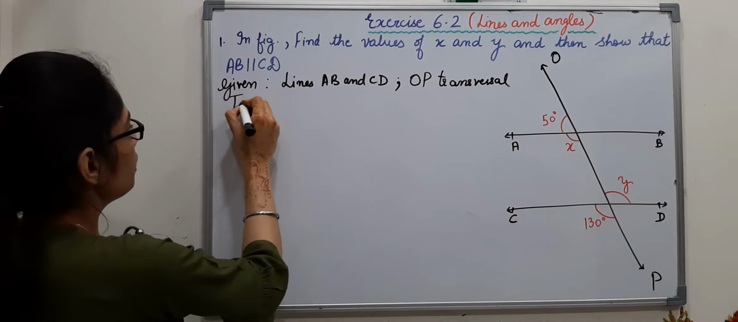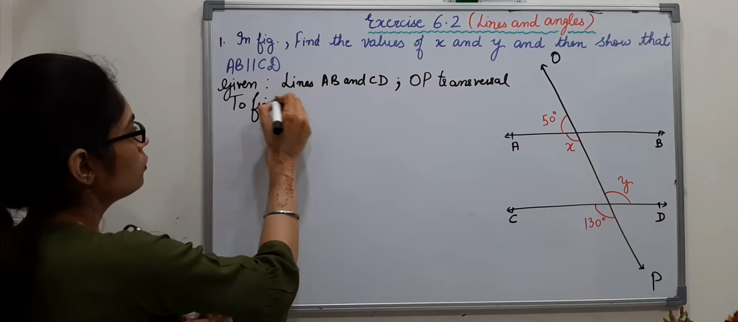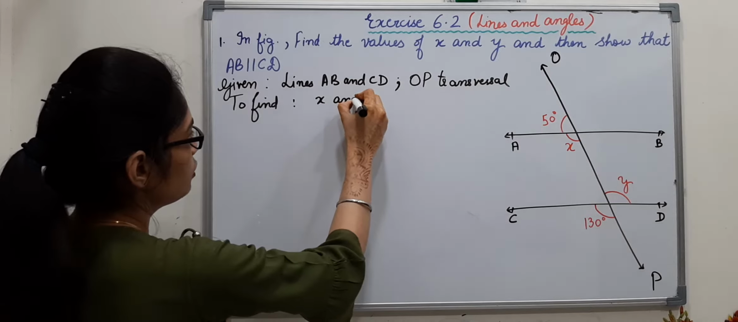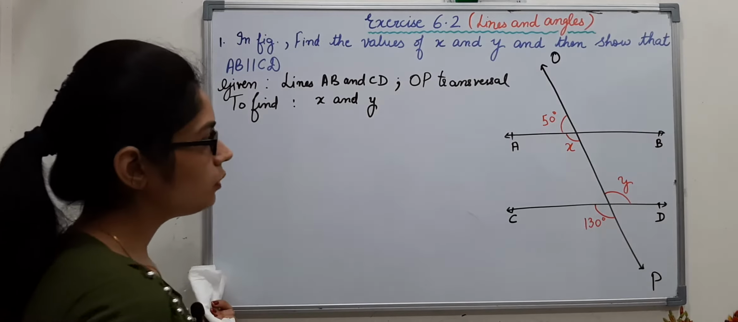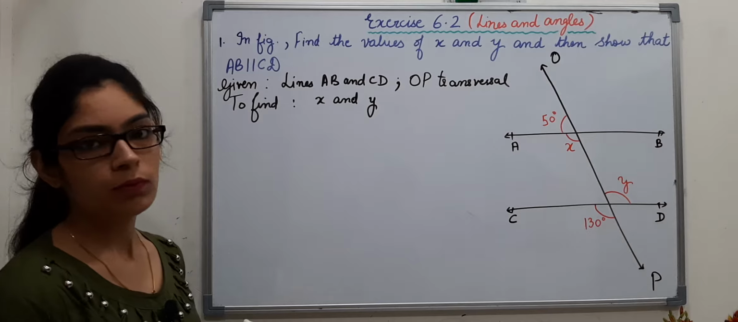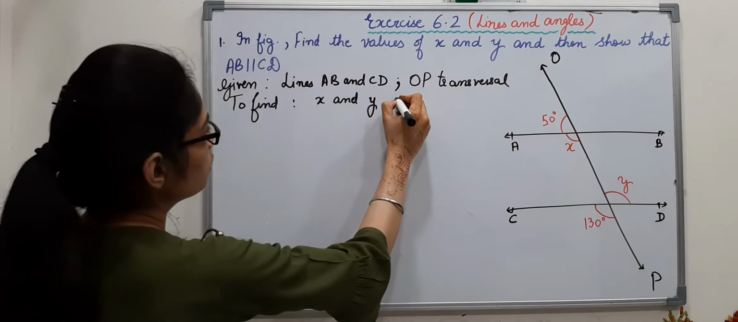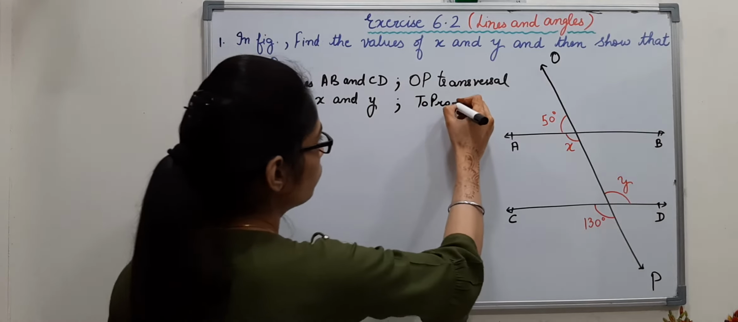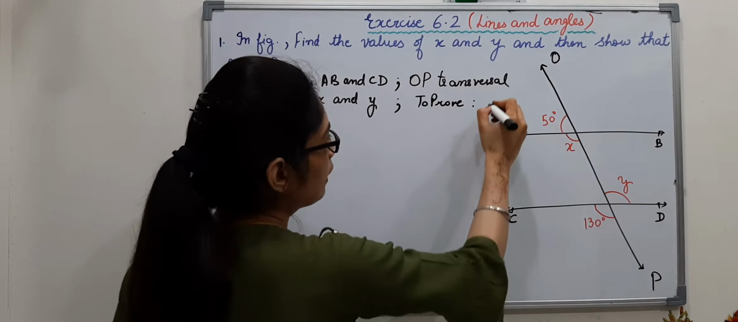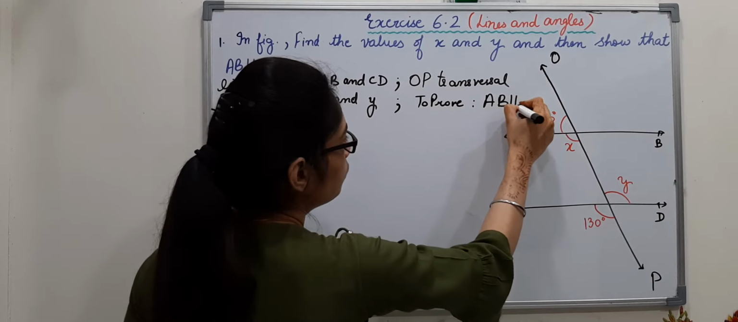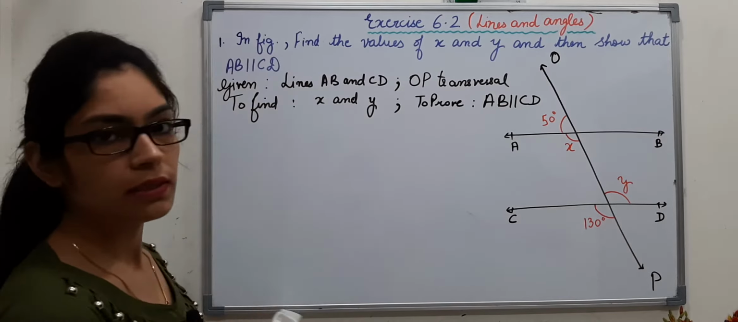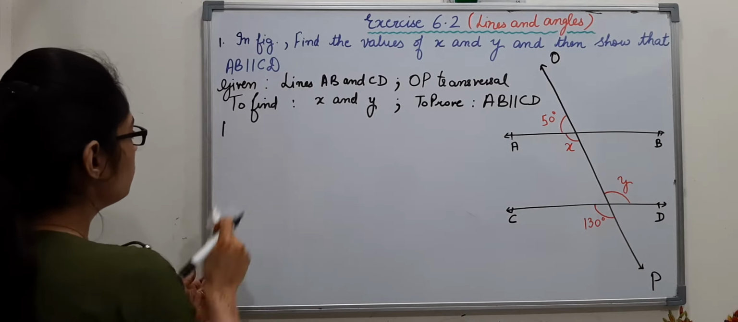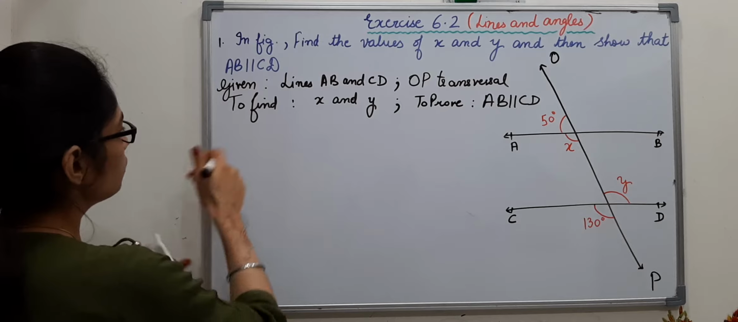Then next point is to find. So we have to find the values of x and y. So we can mention here x and y. So here along with to find we have to write to prove also. So in this step only we can mention to prove AB is parallel to CD. So these two things we have to do in this question. So let's start with the solution.